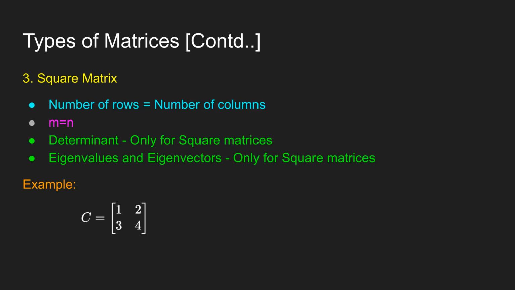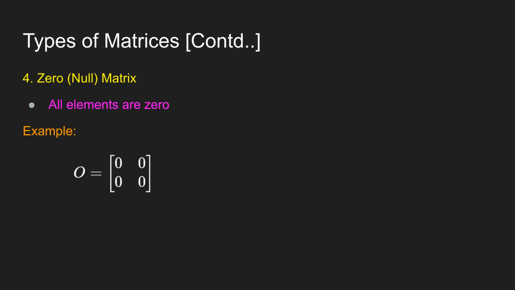A square matrix is characterized by having an equal number of rows and columns, meaning m equals n. Square matrices are widely used in engineering and mathematics because many important operations are defined only for them. The determinant of a matrix exists only for square matrices. Eigenvalues and eigenvectors are also defined only for square matrices. The zero or null matrix is a matrix where all of its elements are equal to 0.